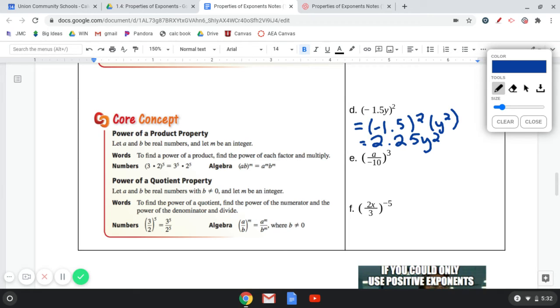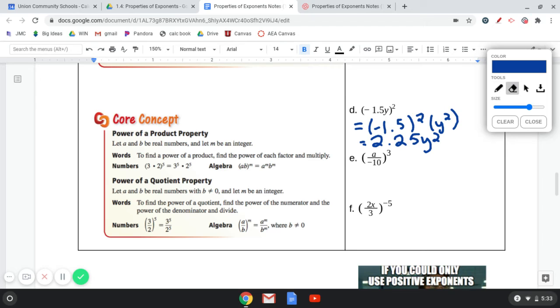Okay, now, property of a quotient. Some of you saw this on the Big Ideas homework last week. So, to find the power of a quotient, so something divided by something, find the power of the numerator and the power of the denominator and then divide. So this 3 halves to the 5th power is the same as 3 to the 5th power over 2 to the 5th power.